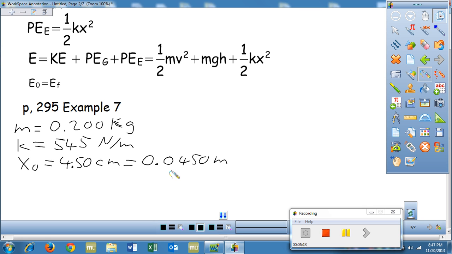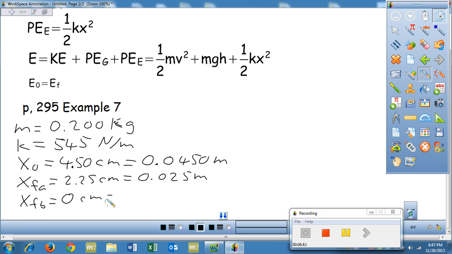It is then released from rest. Determine the final translational speed, Vf, of the object when the final displacement is, okay, so we have an A and a B. So x sub f A equals 2.25 centimeters, which is 0.025 meters, and x sub f B equals 0 centimeters, which of course is 0 meters.